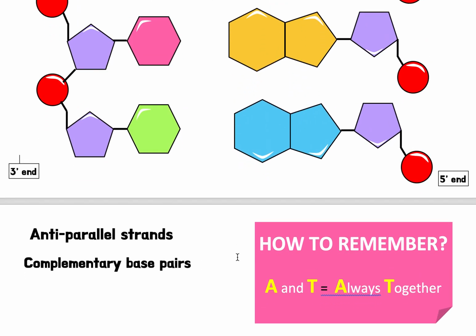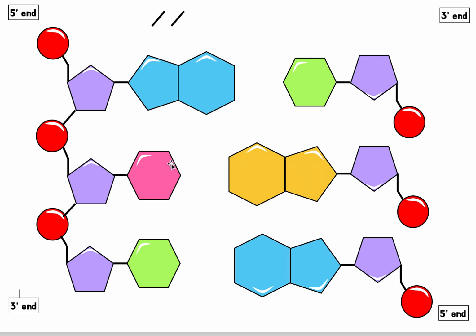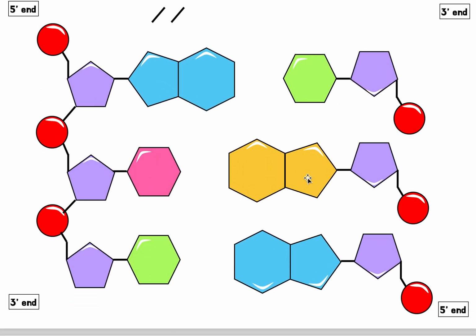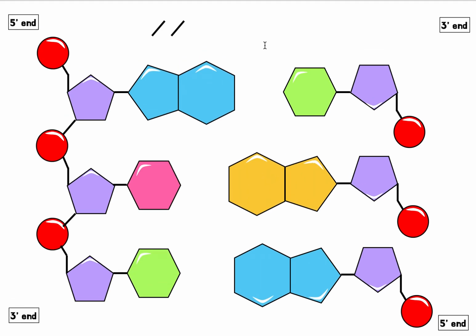So how can we remember this? A and T are always together. So A and T will always bind together. Adenine and thymine will always bind to each other. So right here, this one is thymine, okay? Thymine, and it's always going to bind to adenine. So we're going to have a bond here, okay? We're going to have a bond. A and T will always bind to each other.